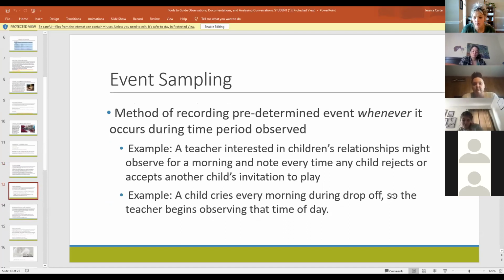Event sampling is a similar idea, and it's related to time sampling, but this is not happening at a predetermined time. This is just recording the event whenever it happens during your observation period. So again, a challenging behavior, a child hitting. You might be in the classroom for 2 hours and you would record each time the child aggressed in that way towards another child and just write what you saw happen. And again, that gives us information to help us plan interventions, or to plan how to make the child's day feel more successful, because we would have a better understanding of hopefully what's causing this type of challenging behavior.